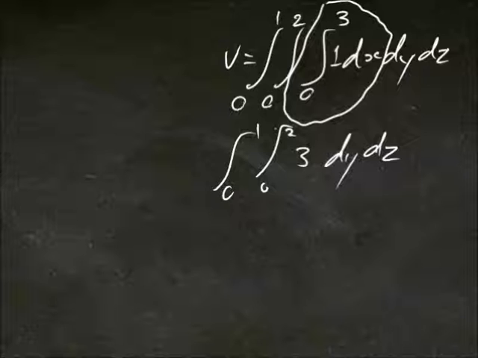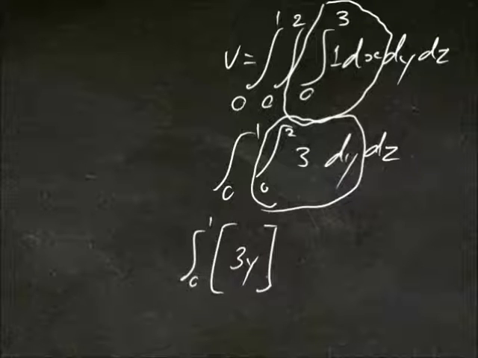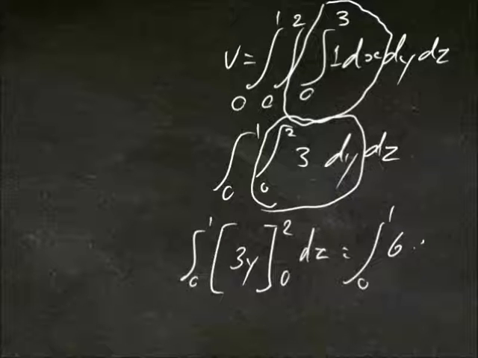Next, we'll do our y. So we've got our 0 to 1 already, and we just have 3y from 2 to 0, dz, which equals the integral from 0 to 1 of 6 dz. And this is just simply 6. And if that was in meters, then we'd have meters cubed.